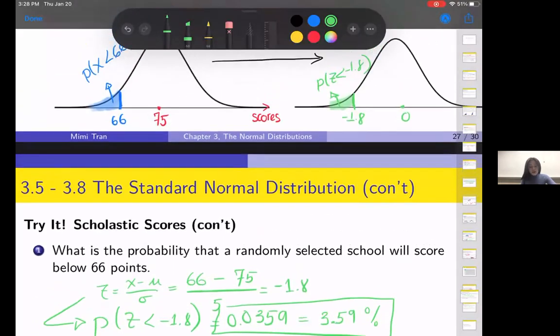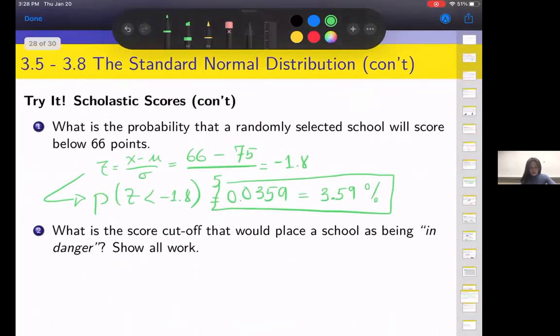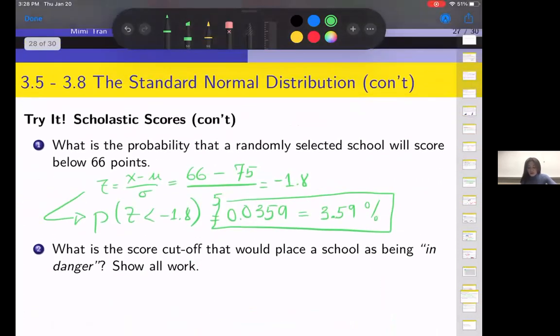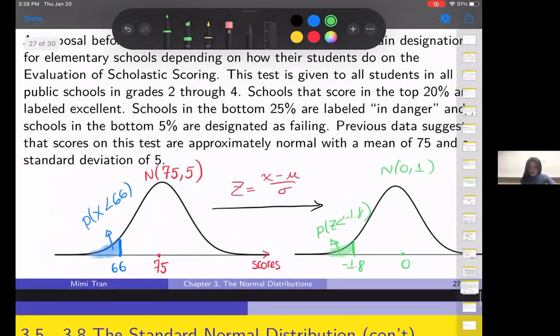Do you have any question on number 1? I don't hear anything, so I think we're good. Number 2: what is the score cutoff that would place a school in danger? In danger means what percentile here? In danger is at the 25th percentile, right?